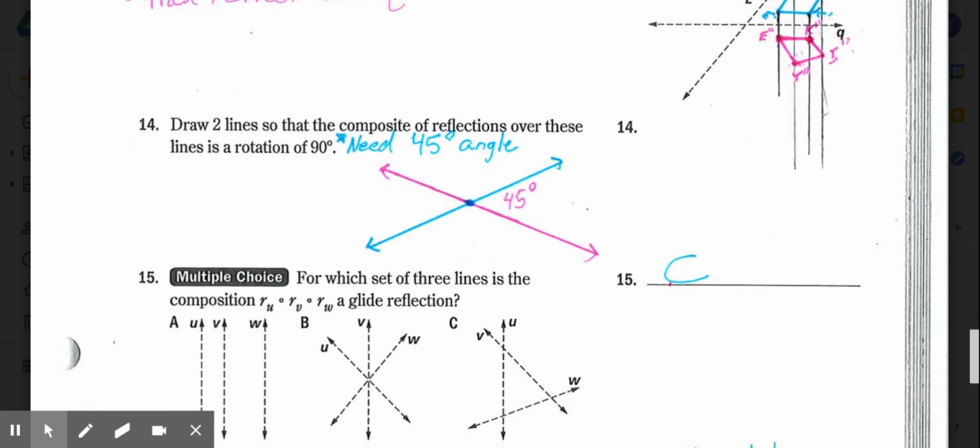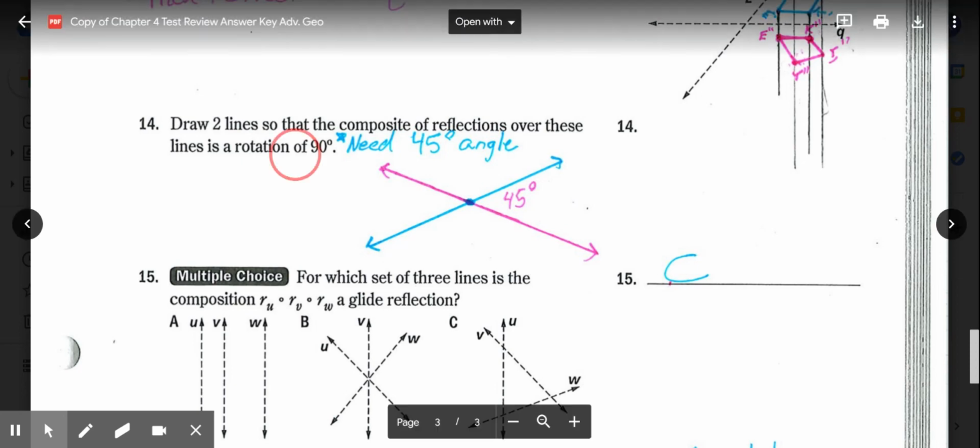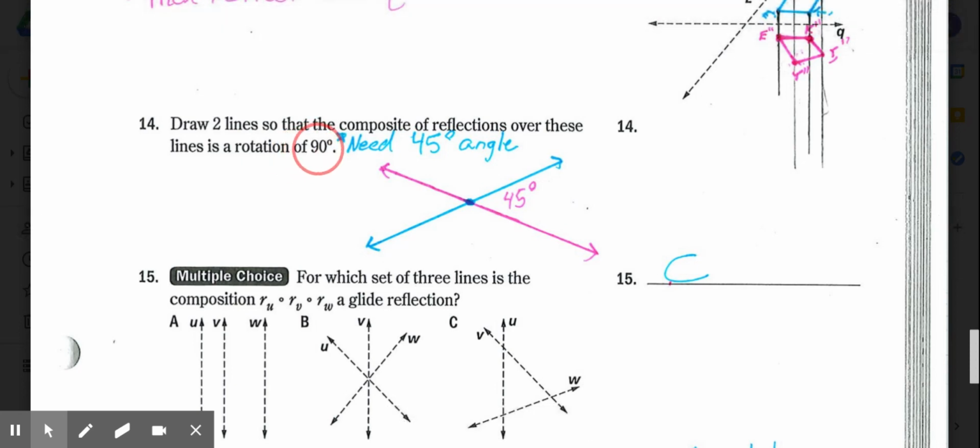In 14, it just says draw 2 lines so that the composite of the reflections over these lines is a rotation of 90 degrees. Now, they didn't say if it's a positive or negative direction, so that doesn't matter. So what I know is that if my rotation is 90 degrees, the angle measure between the 2 lines has to be 45. So it doesn't matter how you draw it, as long as the two lines intersect at 45 degrees.